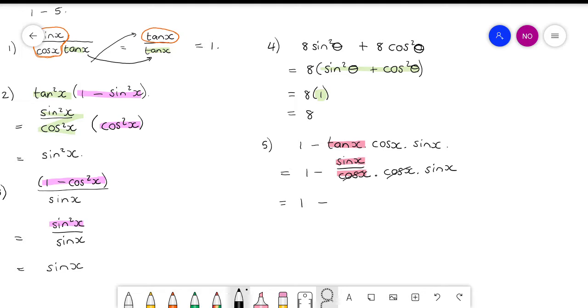Because remember that second one is cos x over 1. So it's at the top of a fraction. So it can cancel out something at the bottom of a fraction. Okay. And then I'm just left with sine x times sine x. Which is what? Good.